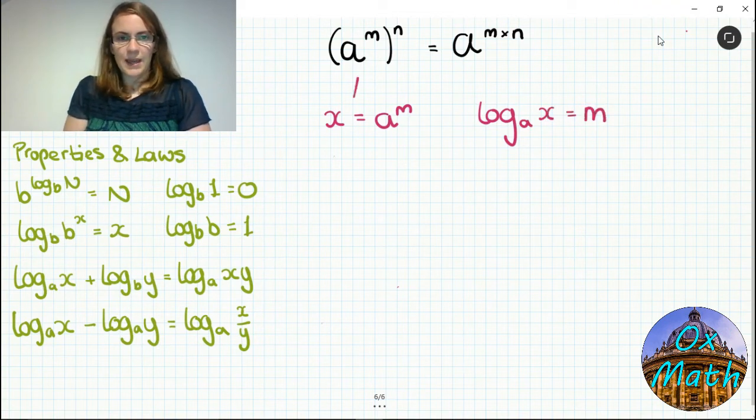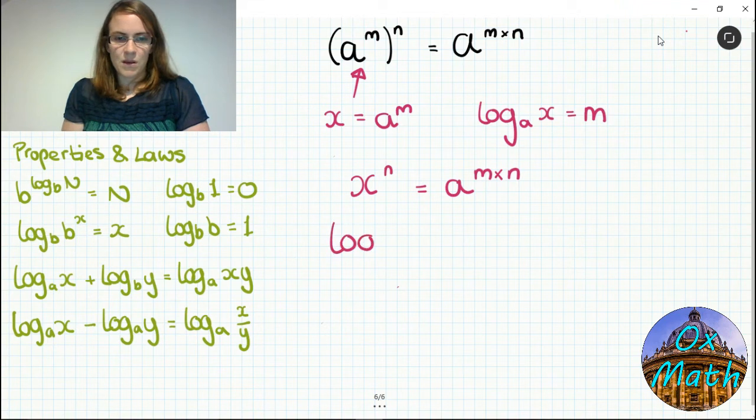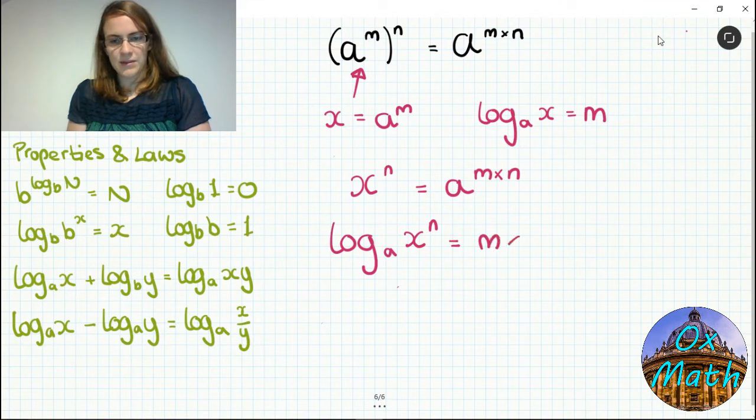So if we plug x into our indices law, we get x to the power n equals a to the power m times n. Rearrange this using our definition of logarithms. So log base a of x to the power n is equal to our power m times n. Now remember that m is log a of x. So we've got log a of x times by n.